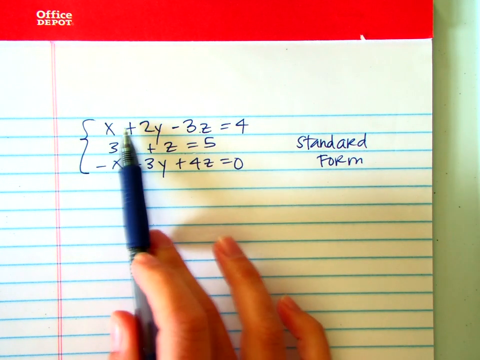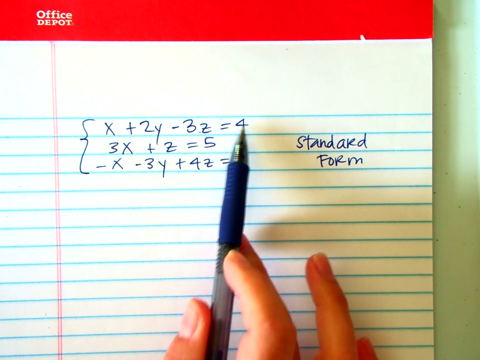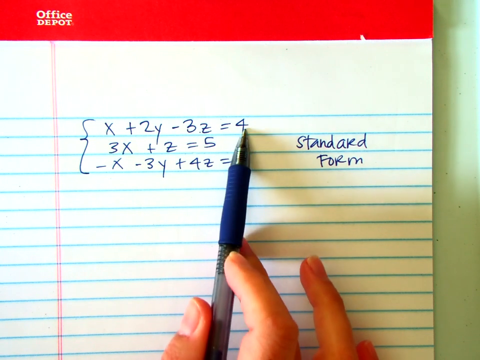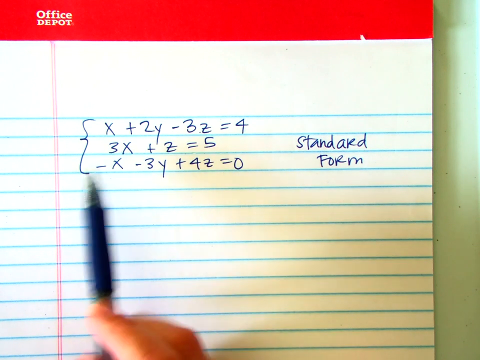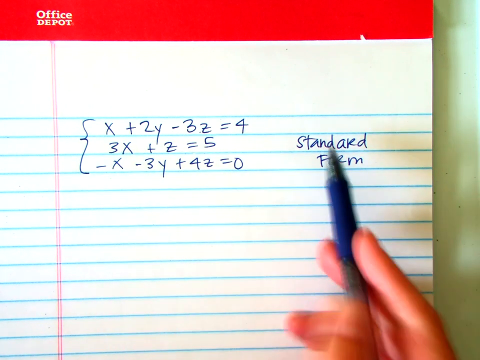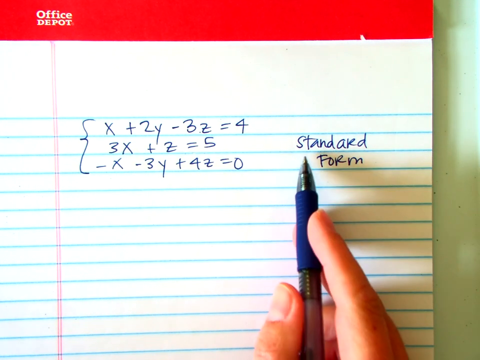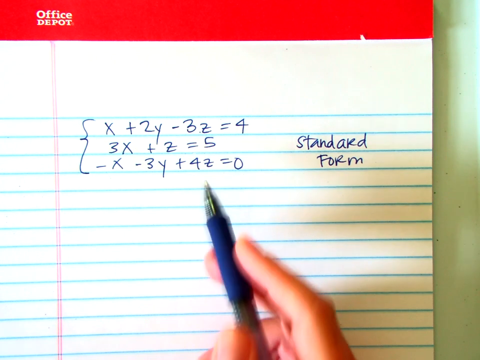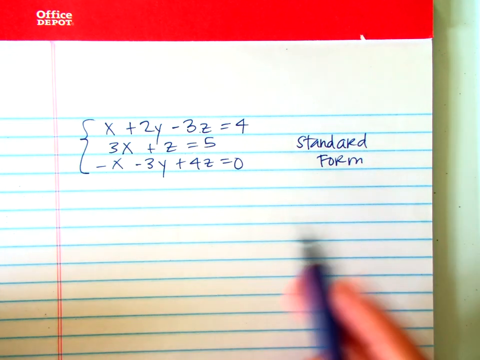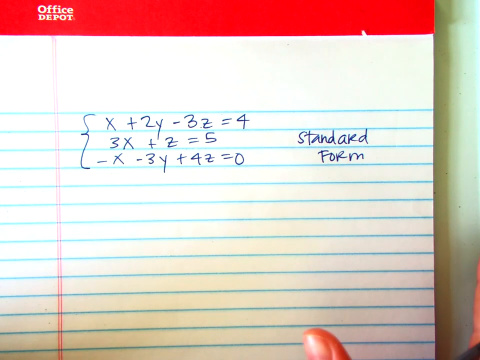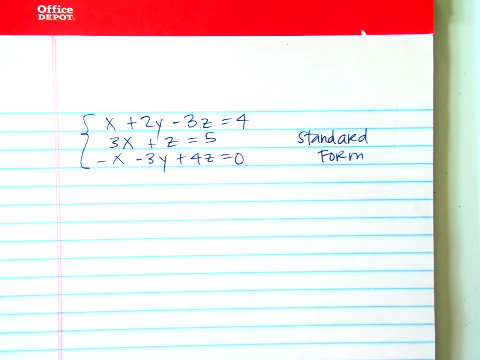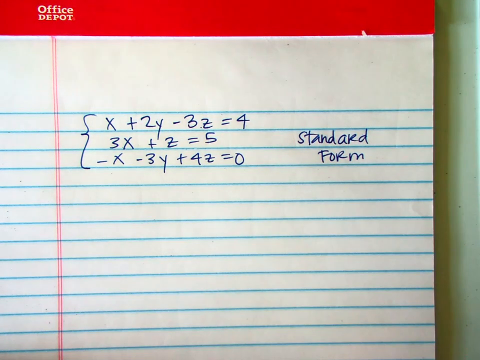And then they should all be on one side of the equal sign, and the constant is the only thing that should be on the other side. So 4, 5, and in this case 0 are on the other side, and then we have x, y, and z. So that's just standard form. We want to make sure that all of our equations are in standard form, or when we go to use a matrix to solve a system of equations, it's going to get all screwed up and we're going to do a bunch of work for nothing.